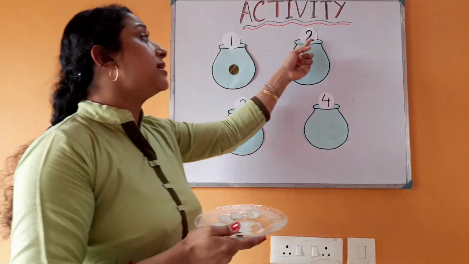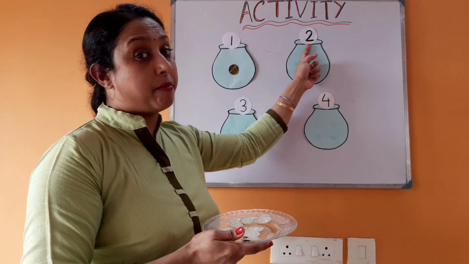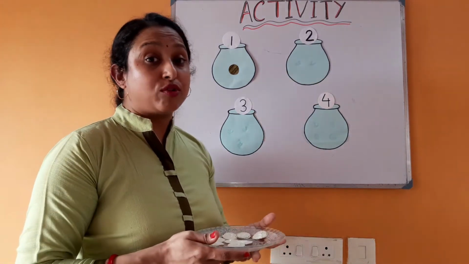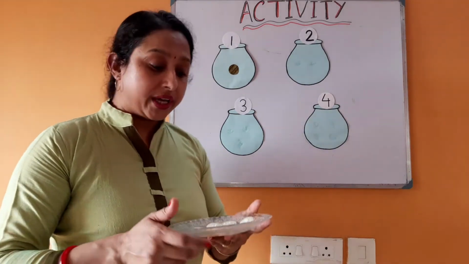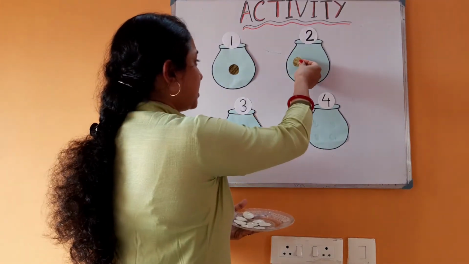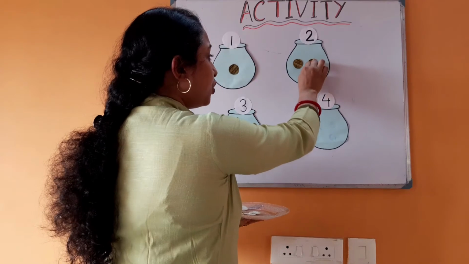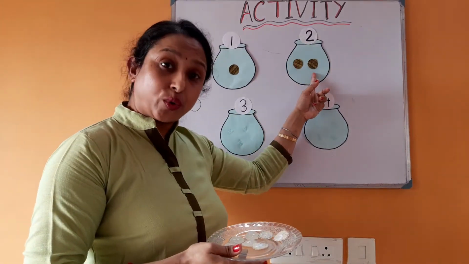Now look at the second jar. Which number is this? Yes, number 2. So what we have to do? How many cookies we have to paste over here? Yes, only 2 cookies. So let's paste 1, 2. So this is number 2 and there are 2 cookies.